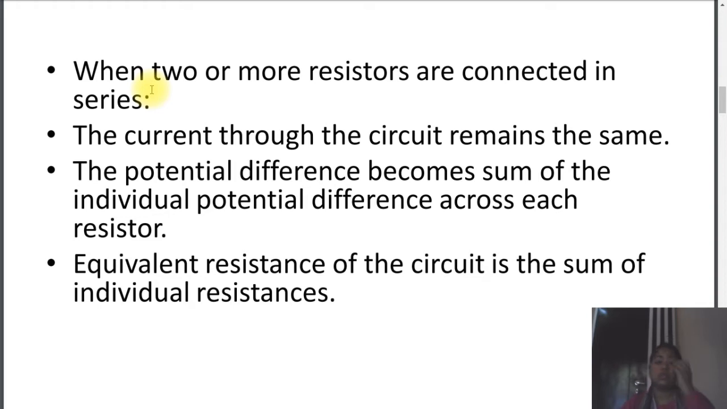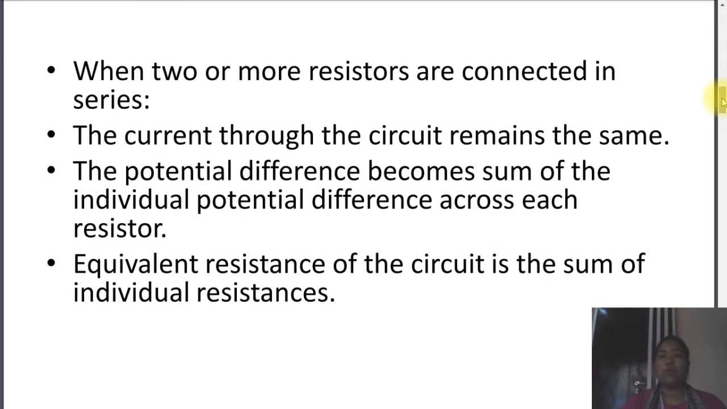That means the value of the current will not change. If it is 5 ampere, then through all the resistors it will remain the same. That means it will be 5 ampere. Now the potential difference becomes the sum of the individual potential differences across each resistor. How do we symbolize the potential difference? It is symbolized by V.